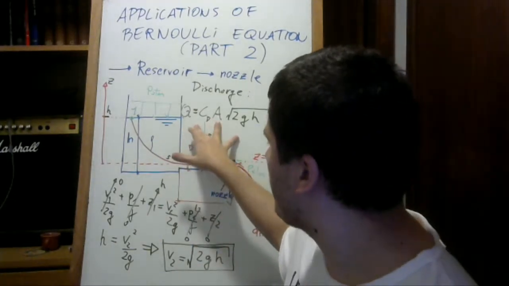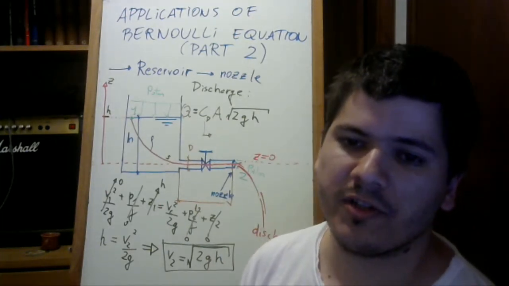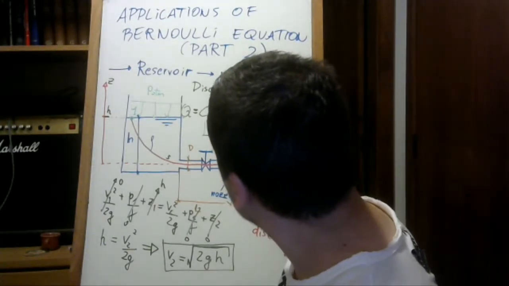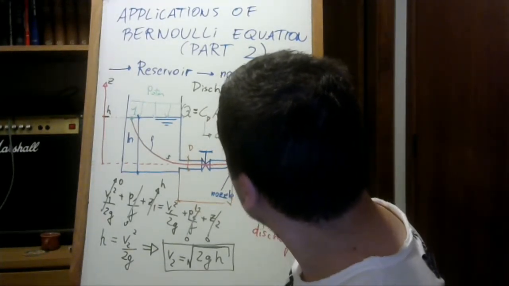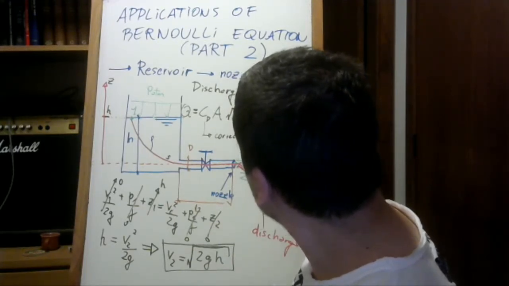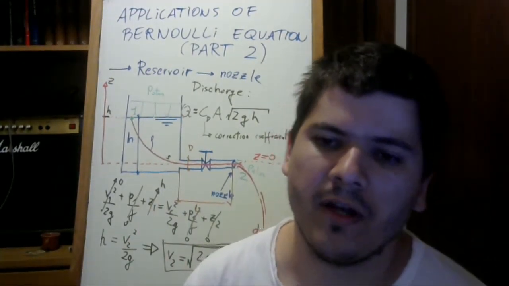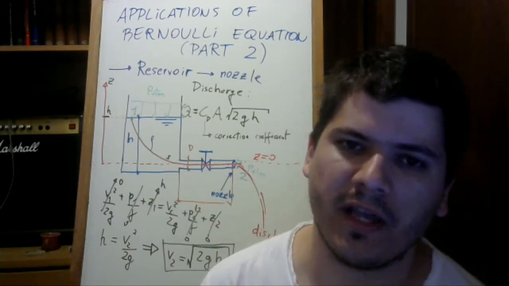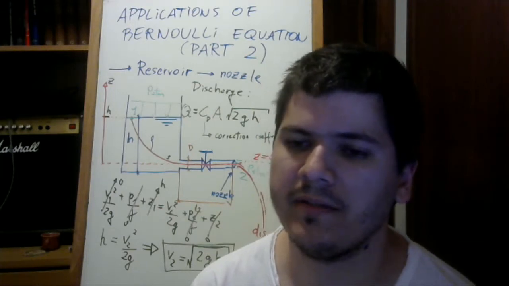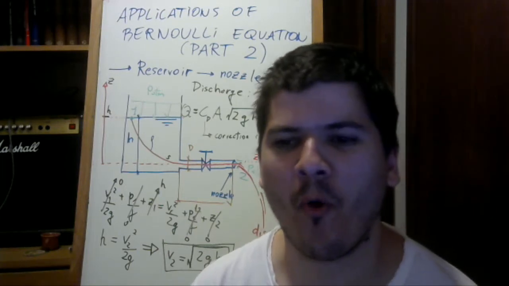So this is the general expression of the nozzle discharge in a reservoir. Here's the correction coefficient. Depending on the losses you have at the nozzle, this correction coefficient can range from about 0.8 to approximately 1.